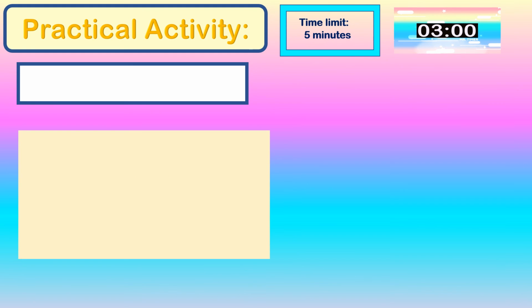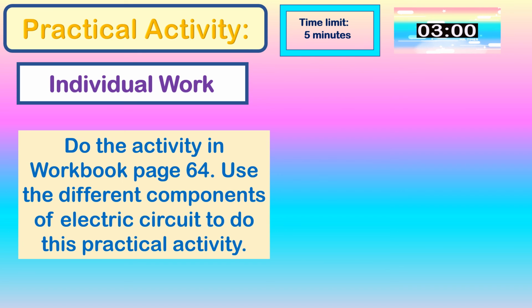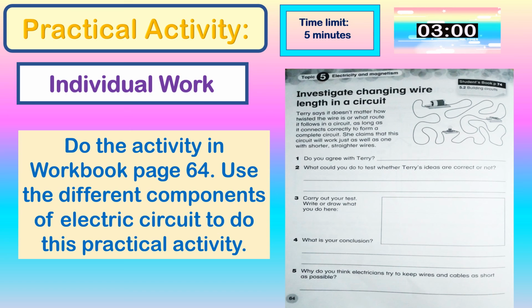For your practical activity, this will be an individual work. Do the activity in workbook page 64. Use the different components of electric circuit to do this practical activity. You will investigate changing wire length in a circuit.